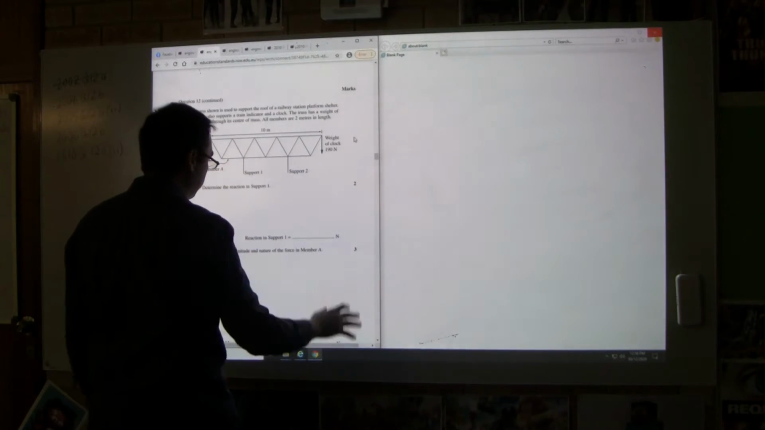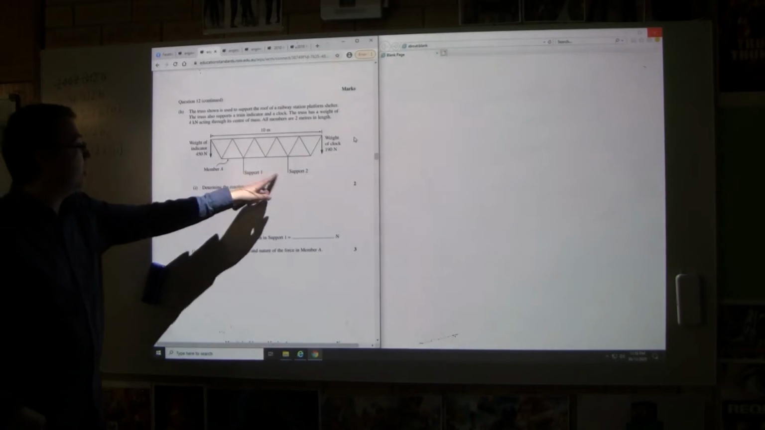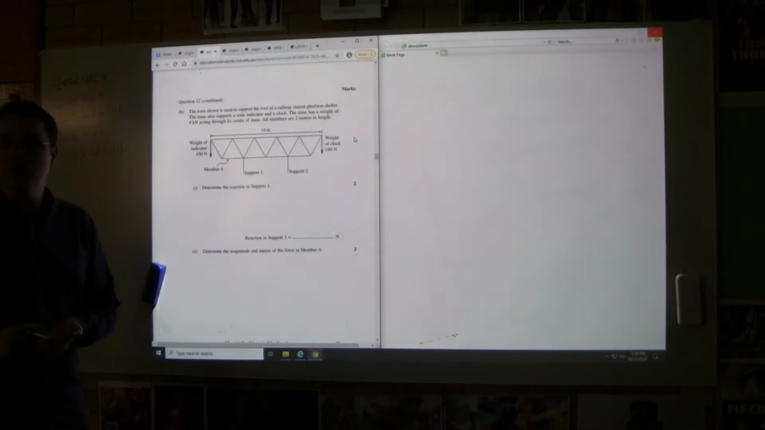Okay, we've got to find the nature and the force in member A. Again, they're going to call it member A. They have given us, oh, they haven't given us supports. Okay, that's a bit of that's, oh, you know what, we can do this without finding supports.